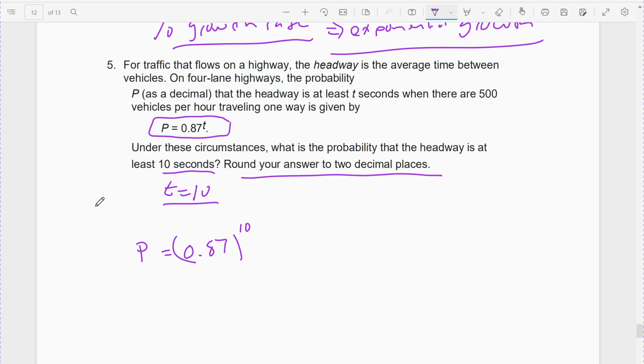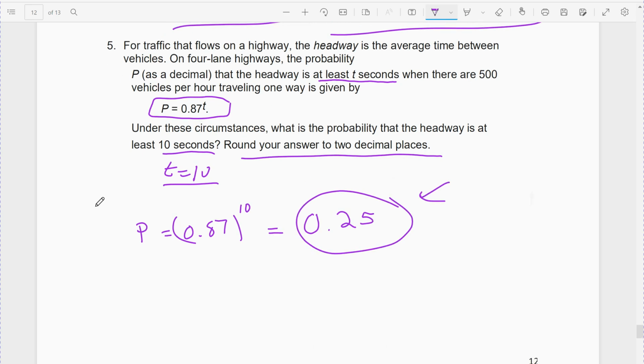Sometimes they word things just a little differently, and so what you have to sort of understand is, what am I given? Well, I'm given the seconds between each vehicle in vehicles per hour, and that's given to me by that equation. And so we're just going to plug into that equation the time given. So we just take 8.7 raised to the 10, and it comes out 0.2484, so rounding to 2 decimal places, 0.25. So that would be the probability given as a decimal.